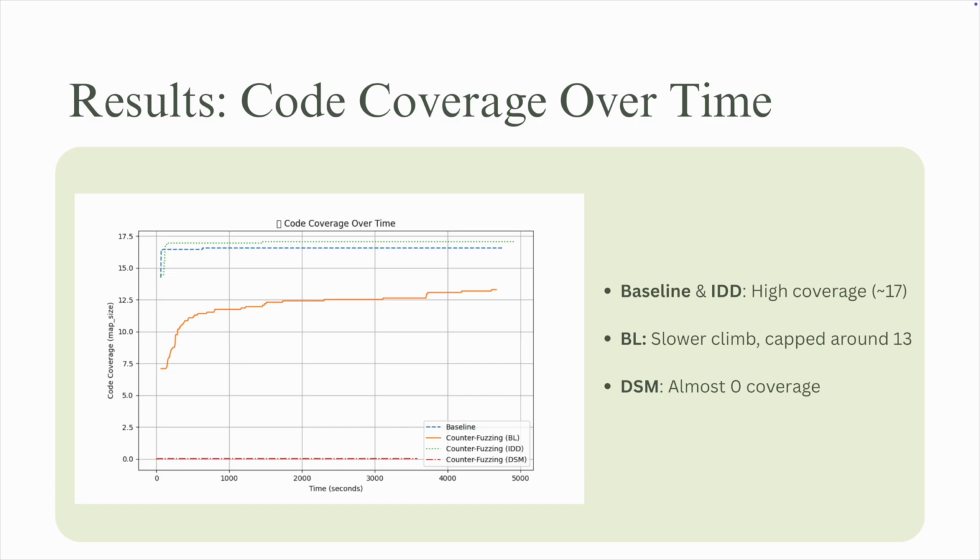So just by looking at this graph, we can already classify the results into three groups. Baseline and IDD represent fast and deep fuzzing, BL results in slowed down fuzzing, and DSM completely blocks fuzzing.